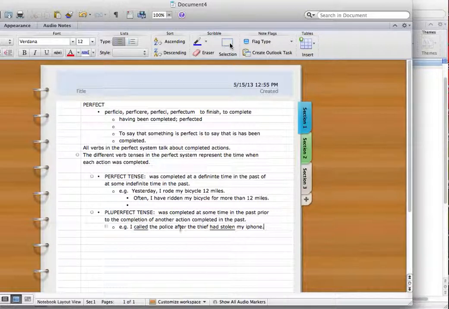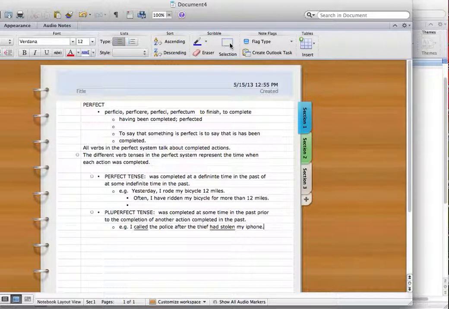Students often ask me, isn't it redundant to say had stolen if I use the word after in the sentence? Because doesn't after really communicate the sequence of events? It is true that after communicates the sequence of events, and it communicates the connection between the two ideas. But grammatically speaking, the tense of the verb must be in the pluperfect if the action of the sentence took place prior to the first action mentioned. So even though it looks as though it's redundant, it's really not.